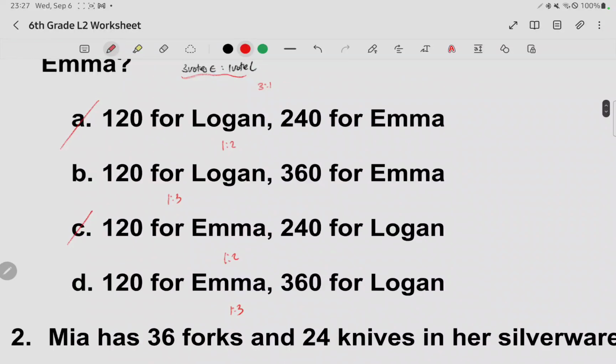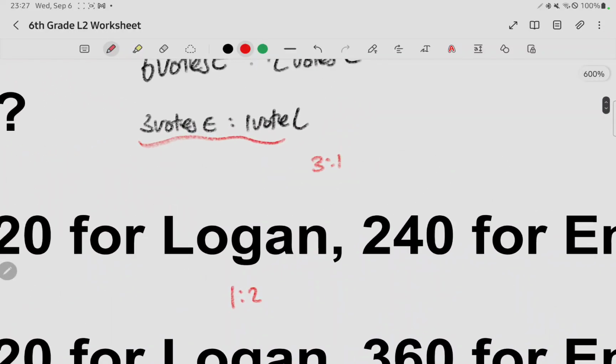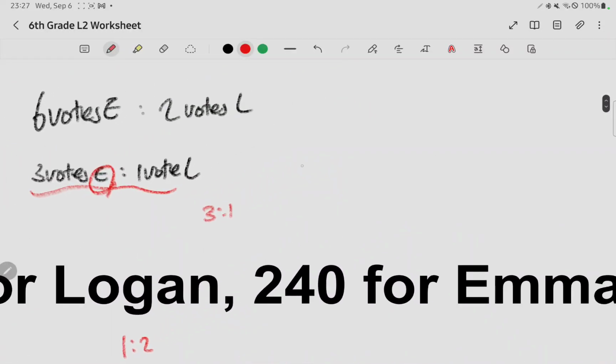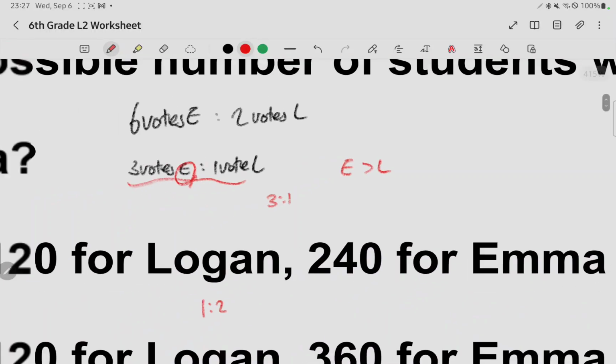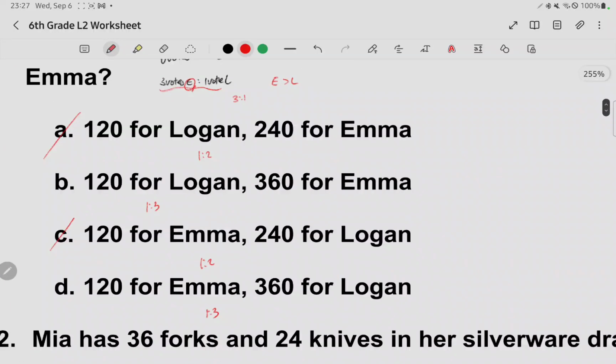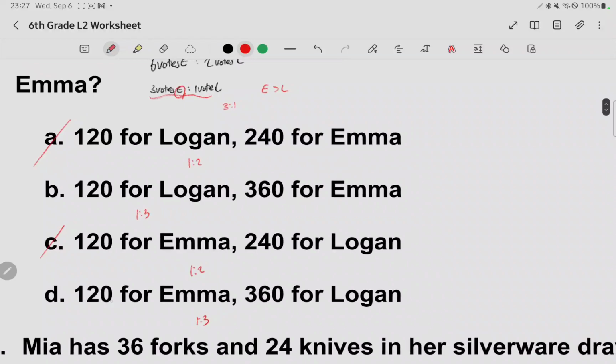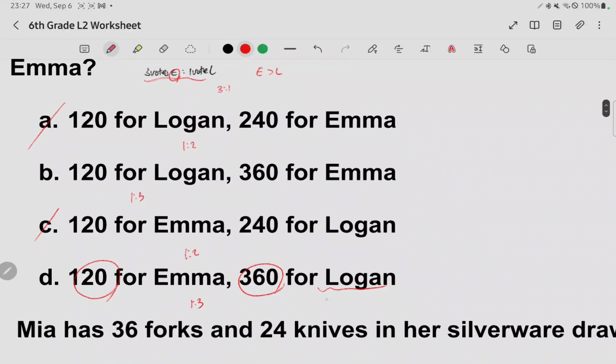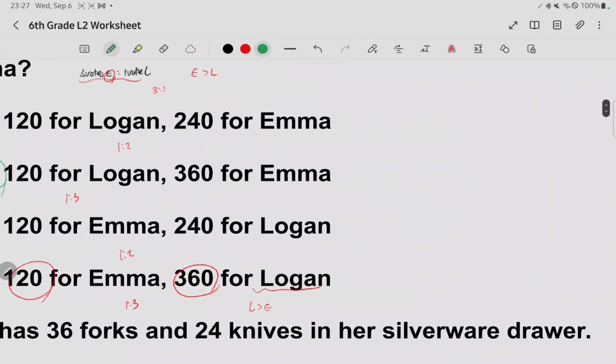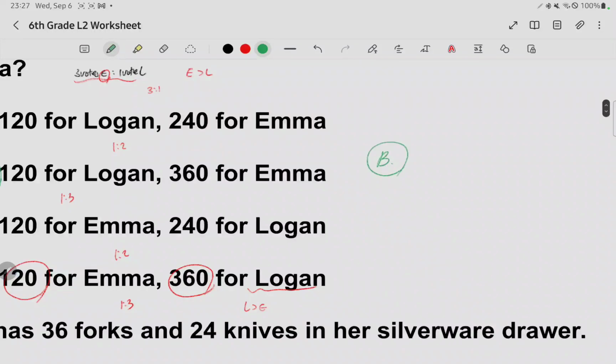But you have to be really careful that Emma is the one who's getting more votes. So Emma is getting more votes than Logan. So if you look at choice D, notice that only 120 votes for Emma, but 364 for Logan. So it's saying that Logan got more votes than Emma, which is not true. So the answer for number 1 is B.